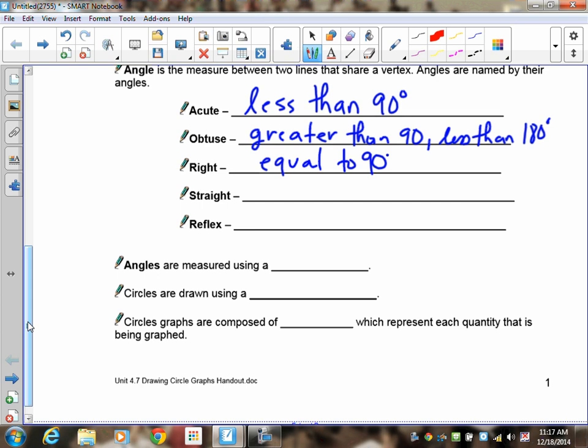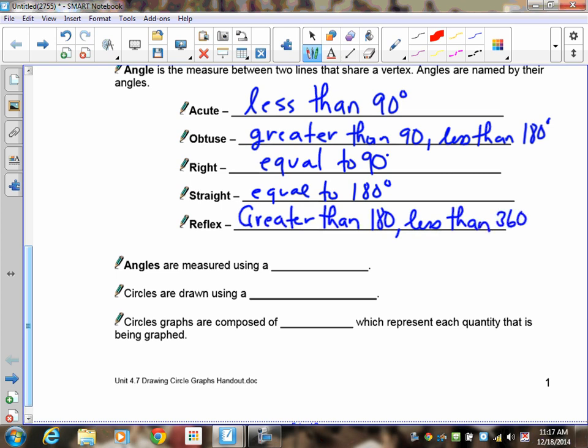Now the other two have to do with 180. A straight angle is equal to 180 degrees, and a reflex angle is greater than 180, but it's less than 360.